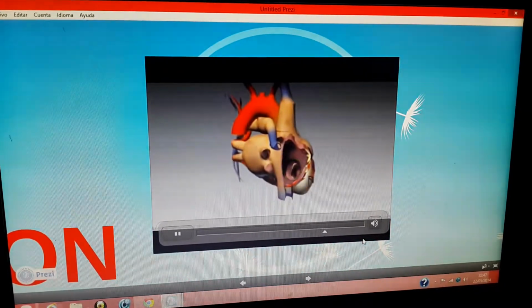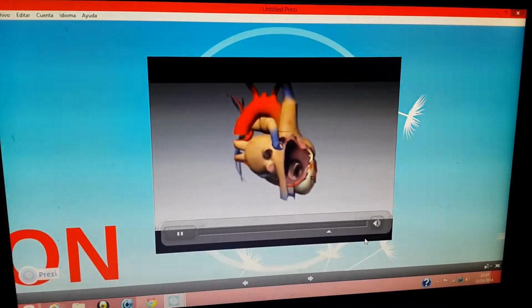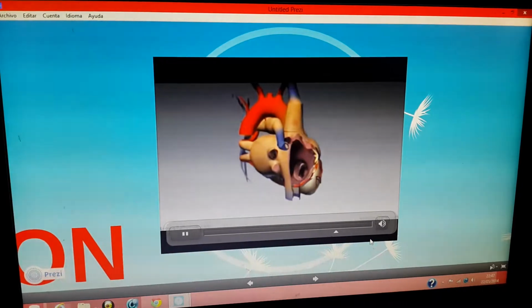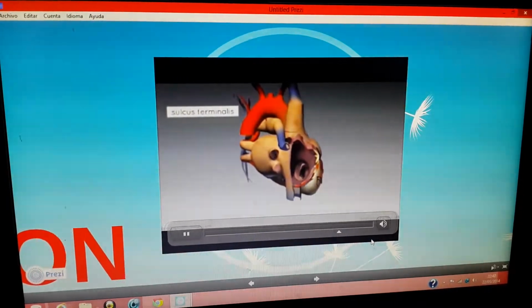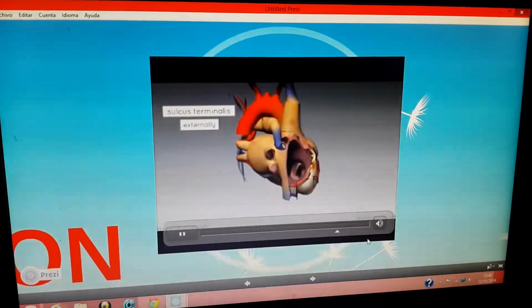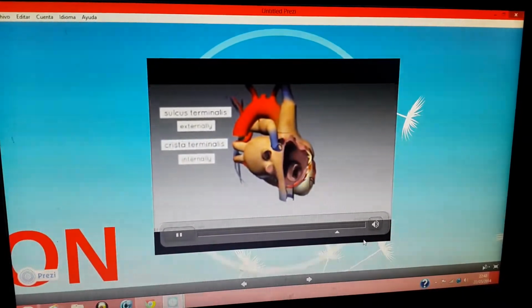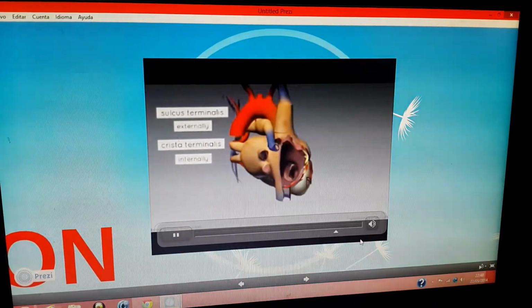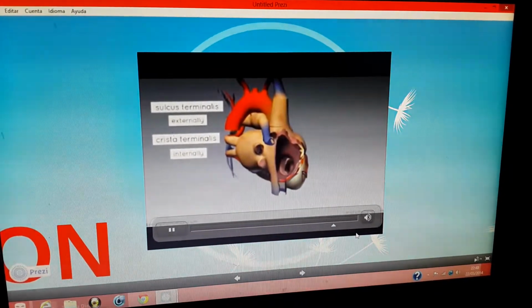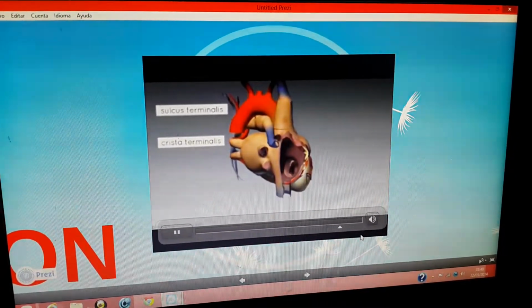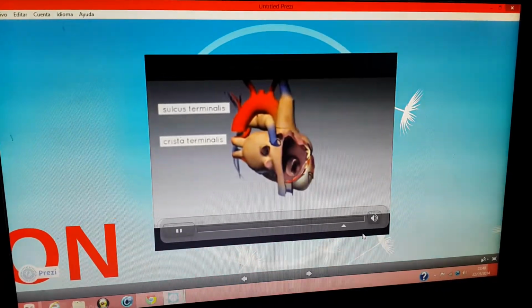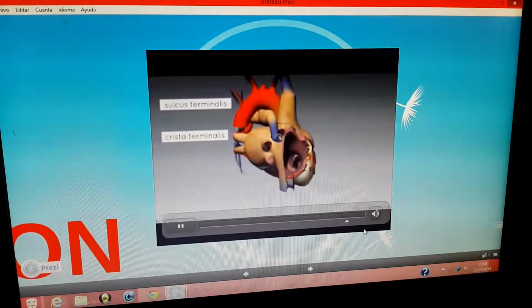So within the right atrium you've essentially got two spaces, and they're divided by something called the sulcus terminalis on the external surface of the heart, and internally this corresponds to the crista terminalis. So these structures separate the smooth posterior wall from the ridged muscular anterior wall. So you've got these two spaces within the right atrium.